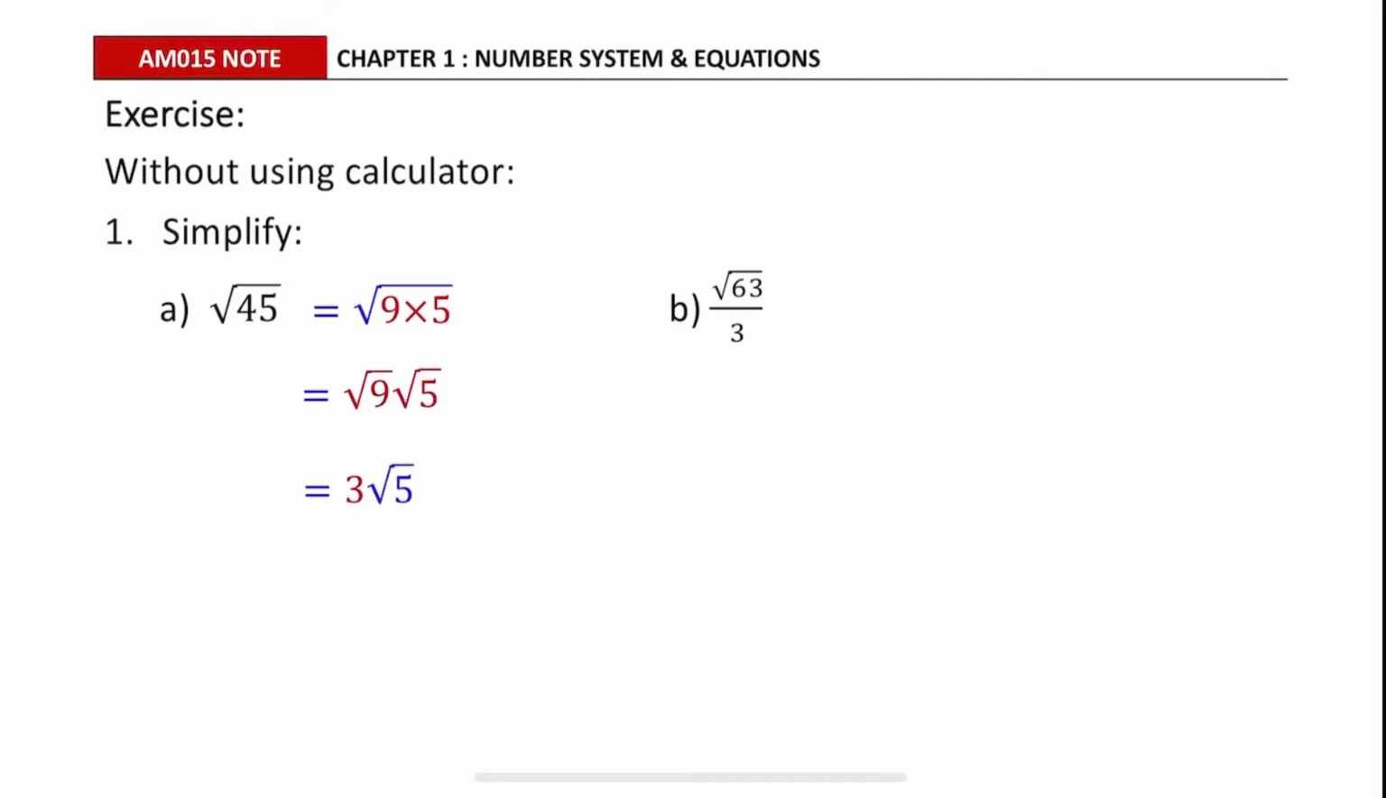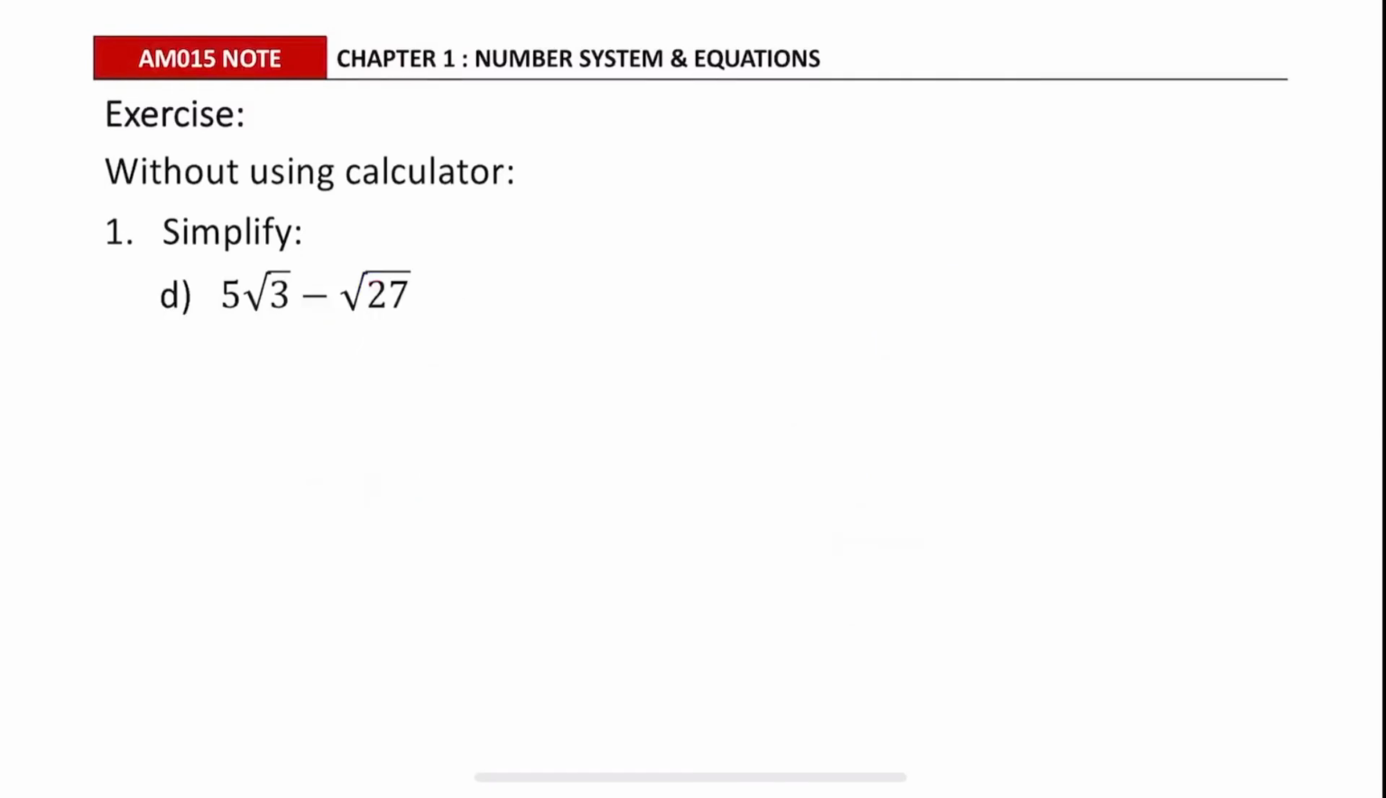Question 1b is simplifying the square root of 63 divided by 3. We write 63 as the multiplication of 9 and 7. Then split it into two surds and simplify the square root of 9 to 3. Now we can cancel out 3 and get the answer, square root of 7.